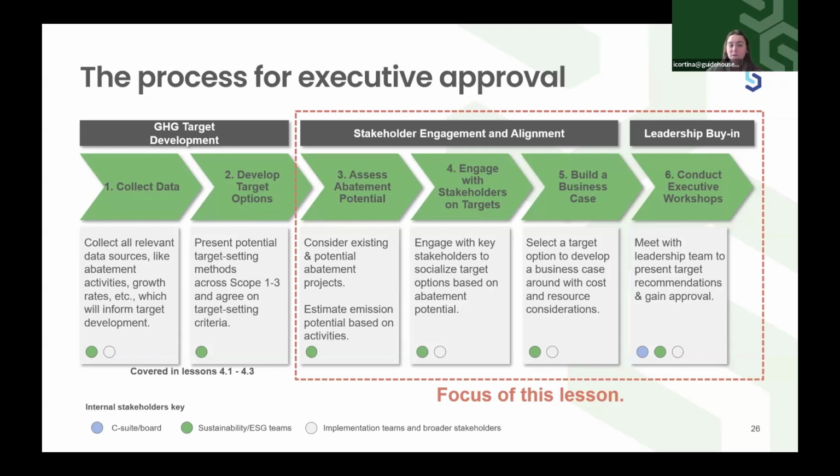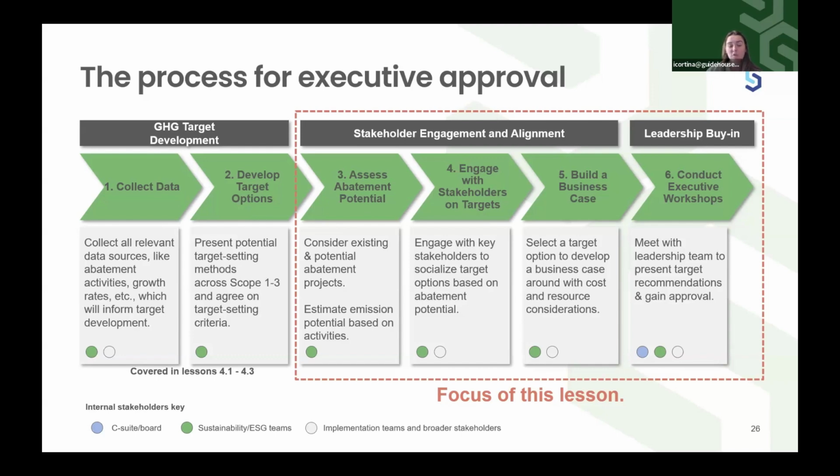In terms of the stakeholders that will be responsible for that activity, it's mostly going to be your sustainability and ESG teams working with some of your implementation teams to understand what's possible and what's likely. Once you've done that, you're likely to move into engagement with key stakeholders on your targets, and that's really to socialize the idea of the target to get their buy-in, any questions that they might have.